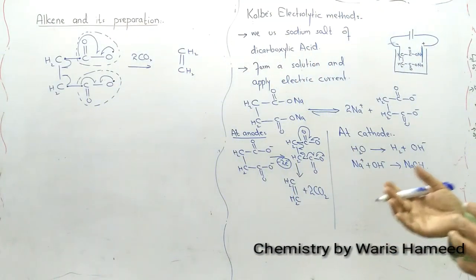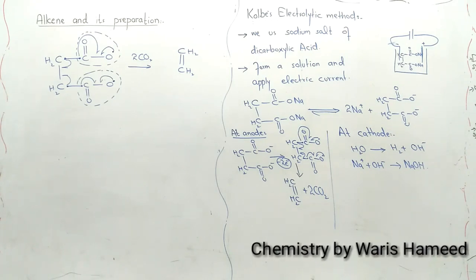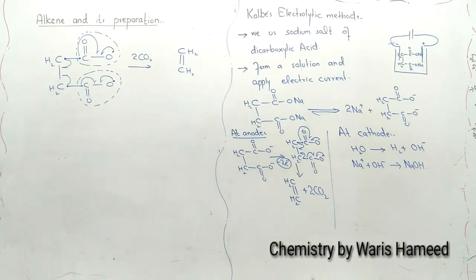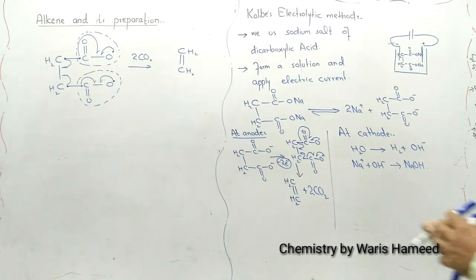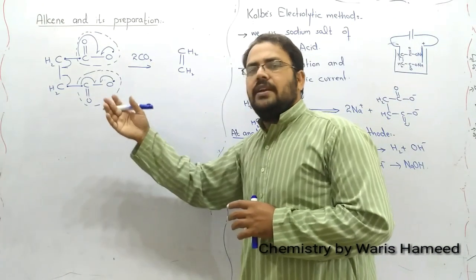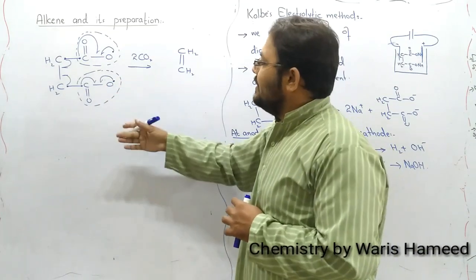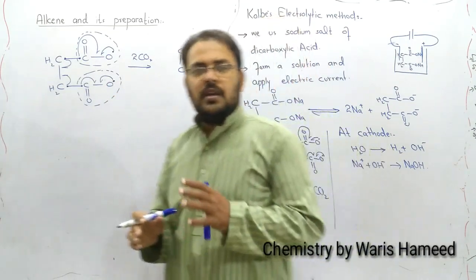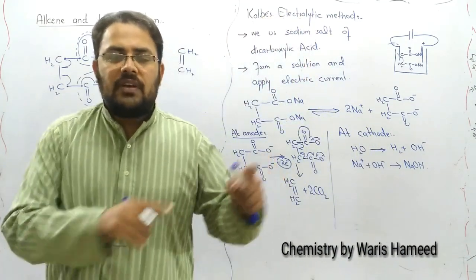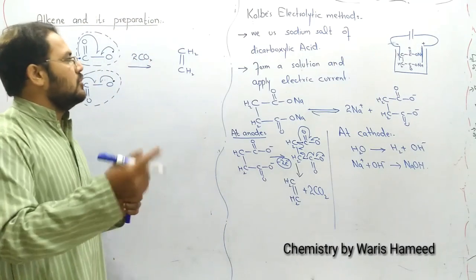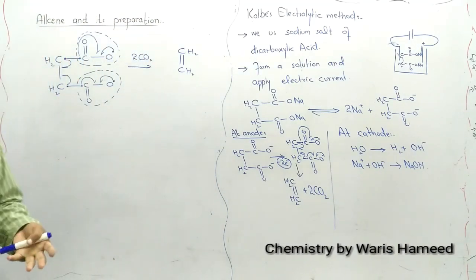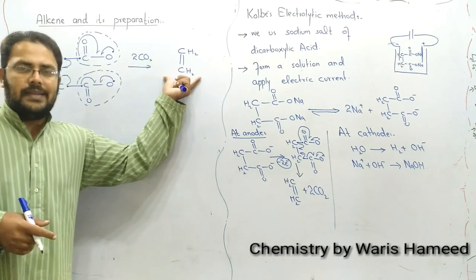At the anode, oxygen will lose one electron, and due to the loss of one electron it will form a radical. This radical is reactive, and it will convert into carbon dioxide involving the carboxyl functional group, and will remove carbon dioxide, forming alkene.